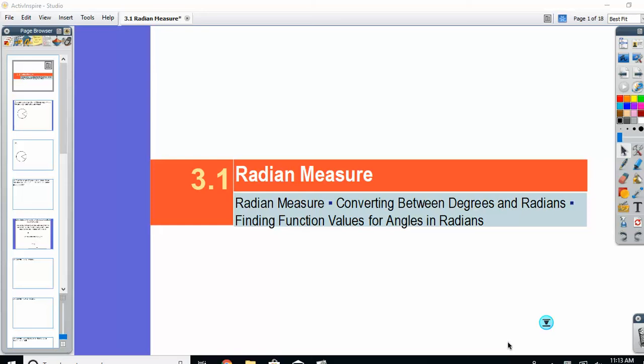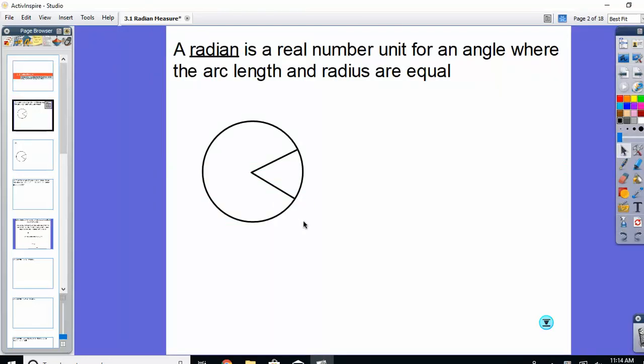Itself. If you are going to do algebraic things with it, it doesn't work out. So we have to switch to what's considered a real number measurement in order to be able to use all of our algebra techniques. And that's where this idea of a radian measure comes in. When we're talking about the radian, in general, it's a real number unit for an angle where the arc length and radius are equal. I'll let you write that down and then I'll talk about what it means.